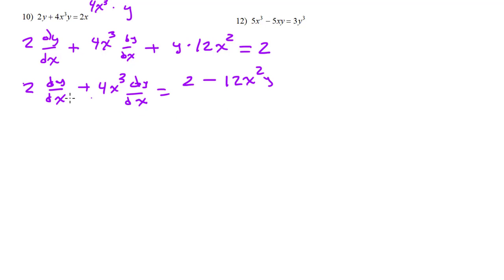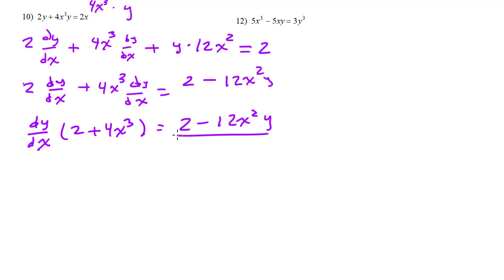And now we're going to do the same as what we did in the previous example. Since I have dy/dx in two terms, factor that out. dy/dx, take it out of there, leaves us with 2. Take it out of here, that leaves us with 4x cubed. And then we can divide. So we're going to divide both sides by 2 plus 4x cubed.